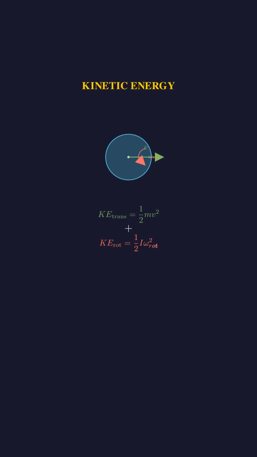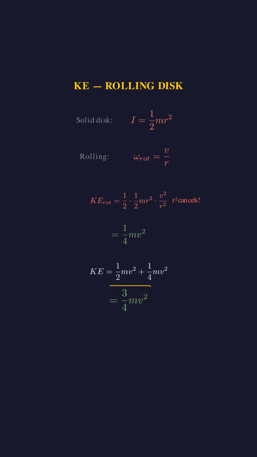This is where most students make the mistake. The disk is rolling without slipping, so it has both translational and rotational kinetic energy. Translational KE is 1/2 m v squared, where v is x dot, the velocity of the center of mass. Rotational KE is 1/2 I omega rotation squared. For a solid disk, moment of inertia I equals 1/2 m r squared. And the rolling without slipping condition gives us omega rotation equals v over r.